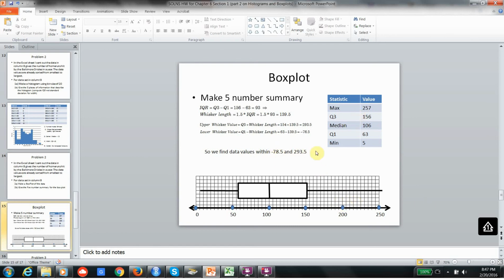So I'm going to draw my box first. My box is going to be from 63 to 156. So it's going to change a little bit. 63 to about 156 is about there. I'm going to start at the minimum because 5 is within that lower whisker value. I'm going to go from 5 to the end of the box here. Then I'm going to draw the upper whisker from the top of the box out to the largest data value within 293.5, which is 257. And there's my box plot.